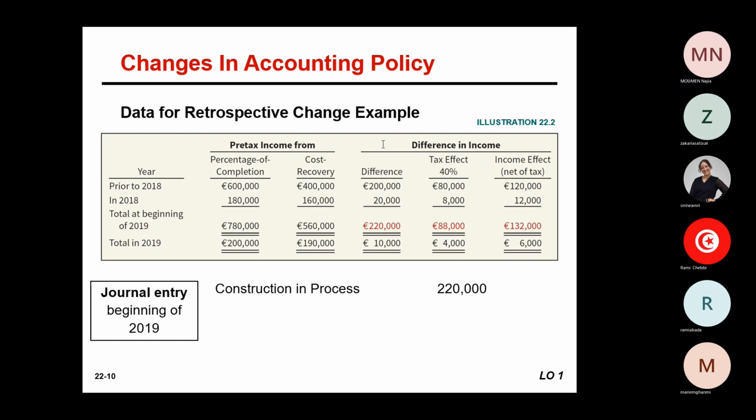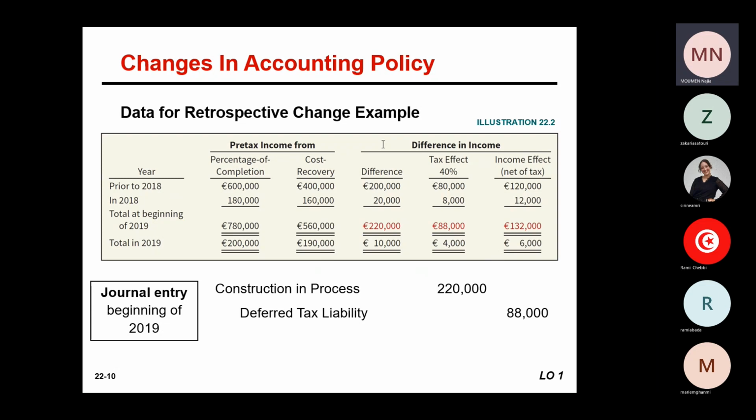So remember when we got this 220, that's the total gross profit that wasn't recognized in 2017 and 2018 because of use of the cost recovery method. And remember, if we were using the percentage of completion, we would have what? Debited the construction in process for the gross profit, okay? So this is what we will do now, okay? So the construction in process, this asset account will be debited by 220, and we will be crediting a deferred tax liability.